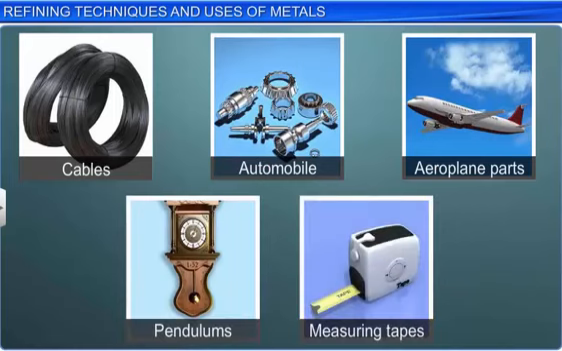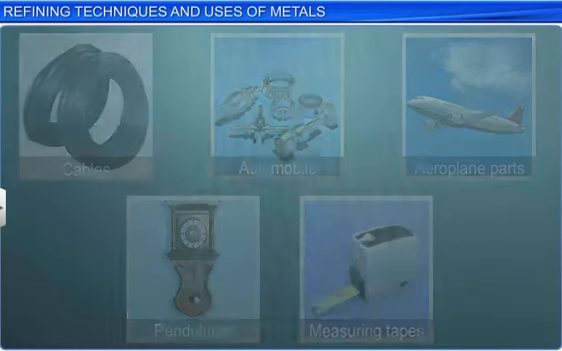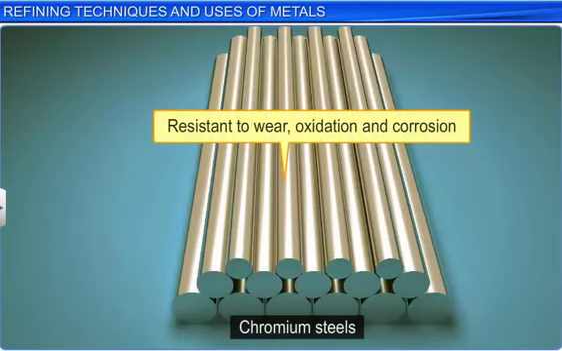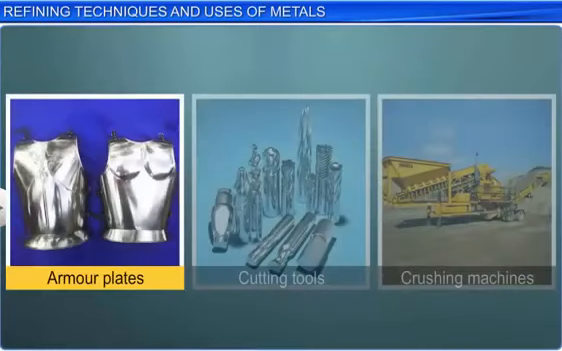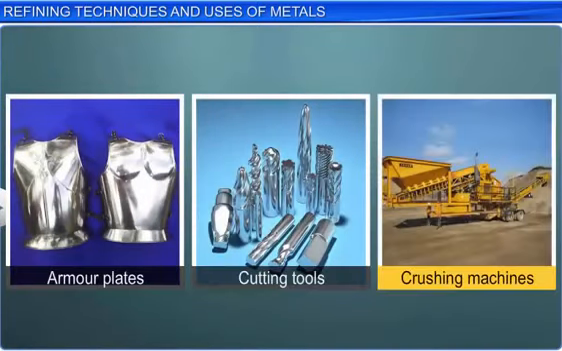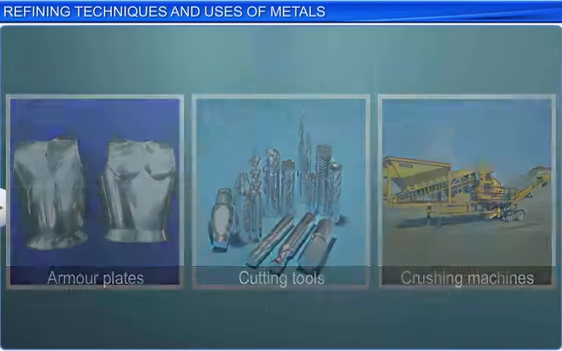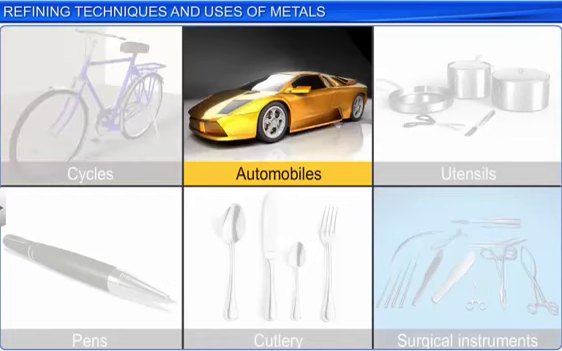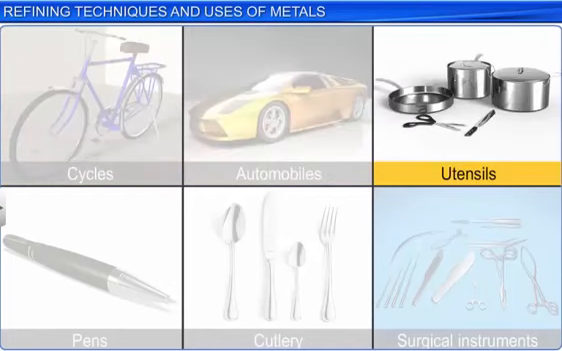Similarly, chromium steels, which are extremely hard and resistant to wear, oxidation, and corrosion, are used in armor plates, cutting tools, crushing machines, and stainless steel for cycles, automobiles, utensils, pens, cutlery, and surgical instruments.